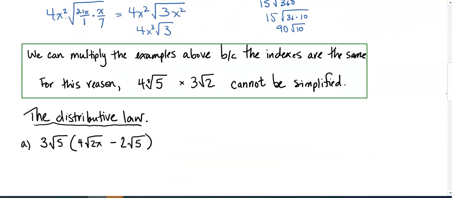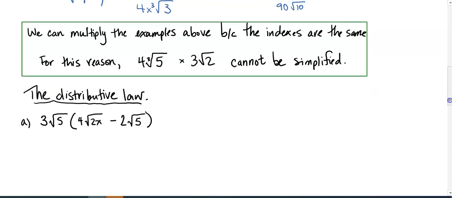It's important to remember that when you are multiplying, they have to be like indexes. So if it's a cubed root multiplied by a square root, then you couldn't do it. All right, so only if they are the same roots, both square roots or both cube roots.